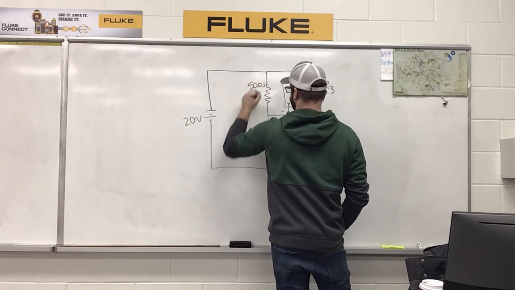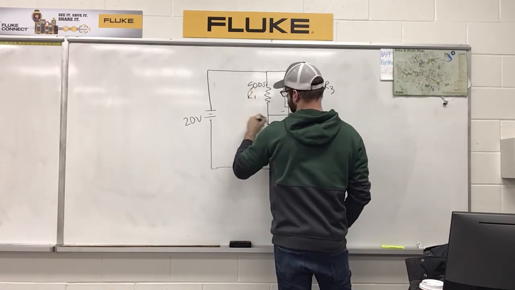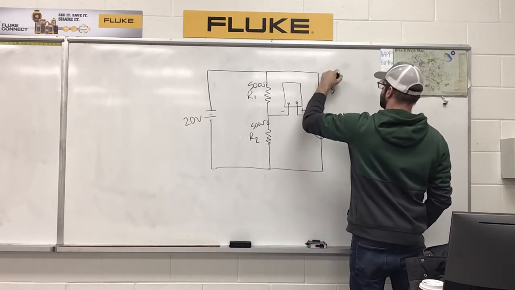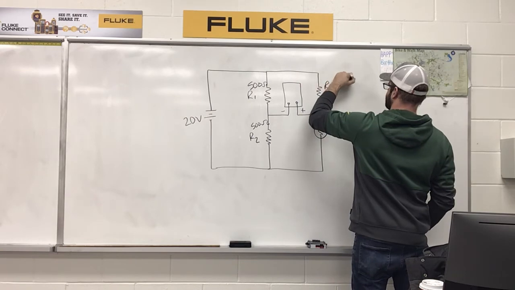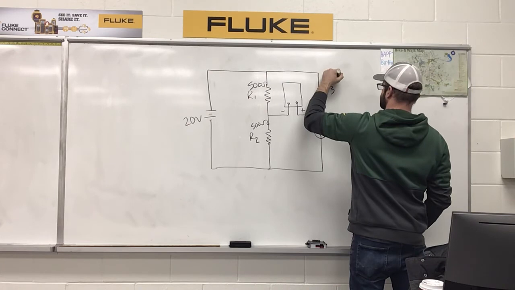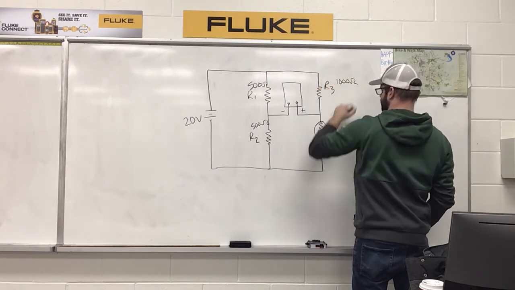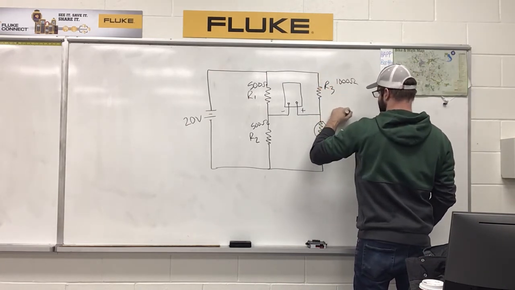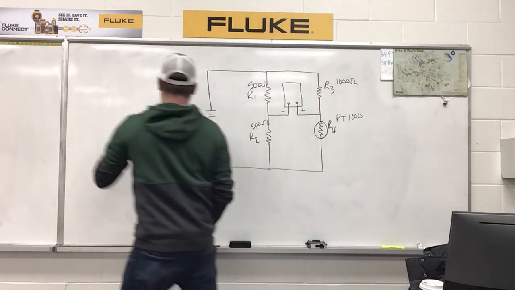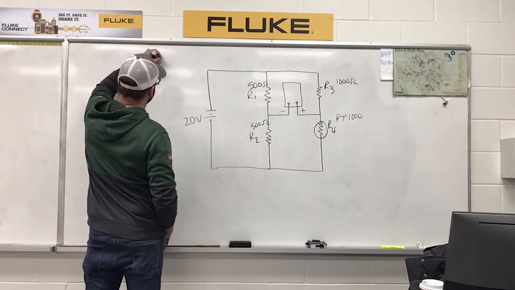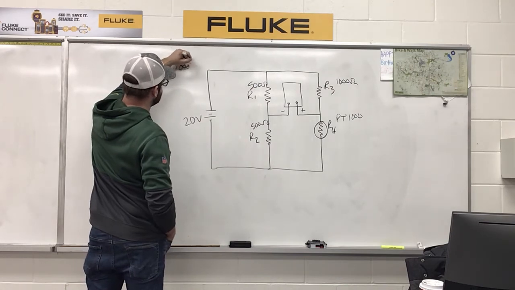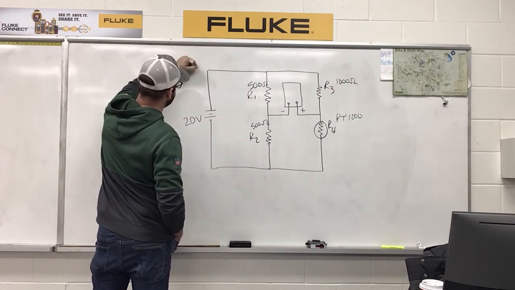500 ohms on R1, 500 ohms on R2, and notice it was a 20 volt power supply, not 10. And we're going to do 750 on R3. Actually, no. Let's do 1000 on R3. And we're going to have a PT 1000 again. We are going to have 0 degrees Celsius equal to 1000 ohms.